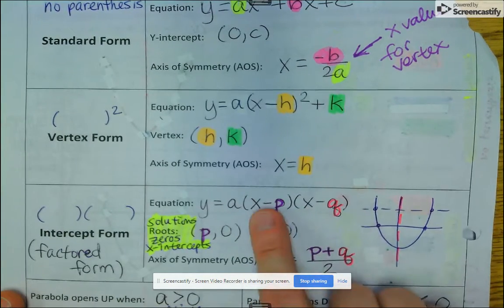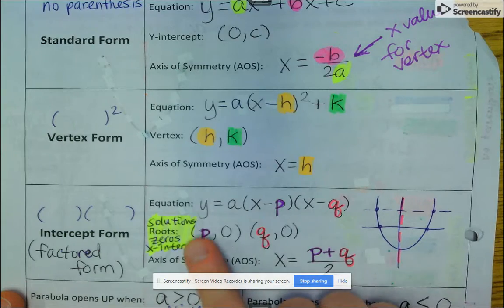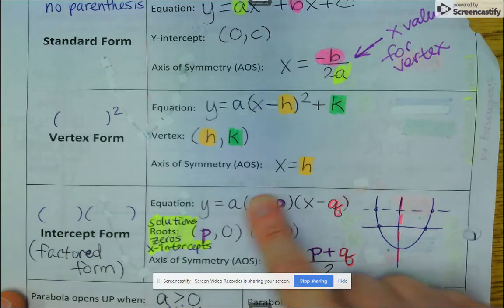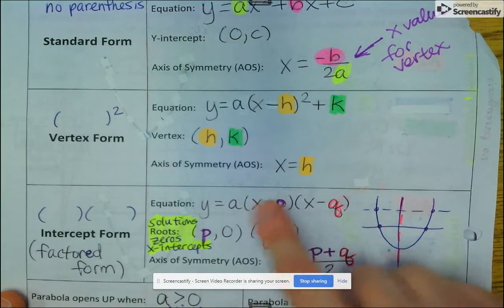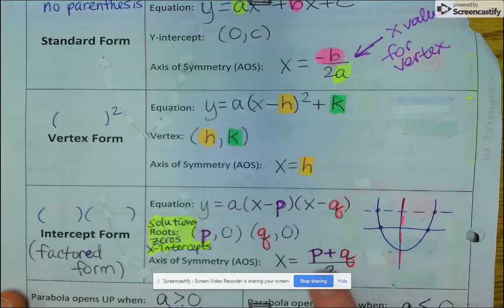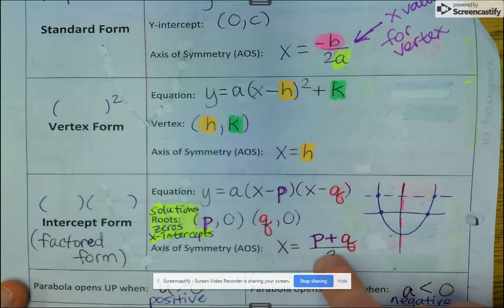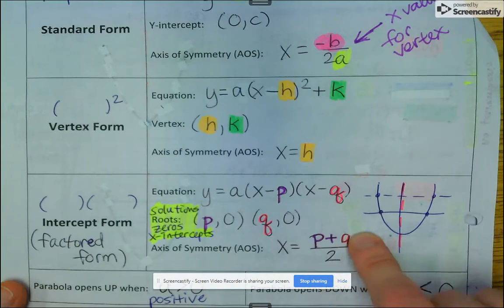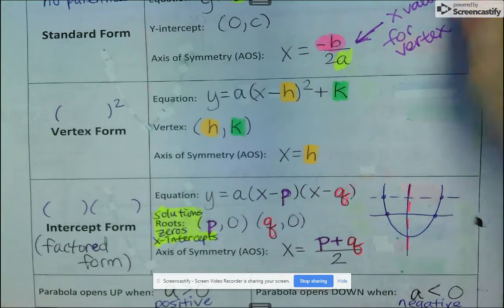This format has a minus in it. So anytime you see that number, whatever you see in here, you're going to have the opposite out in the real world in your point. So this is kind of upside down, comes out, and you get the opposite when you actually graph the point. If you take the middle between those 2 points, that gives you your axis of symmetry. So adding the two numbers together and dividing by 2 gives you the axis of symmetry.